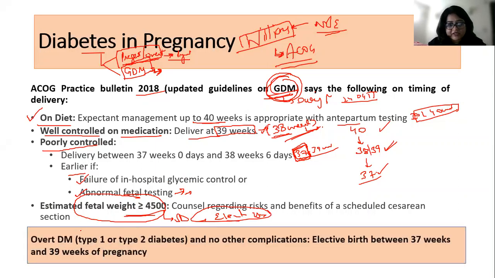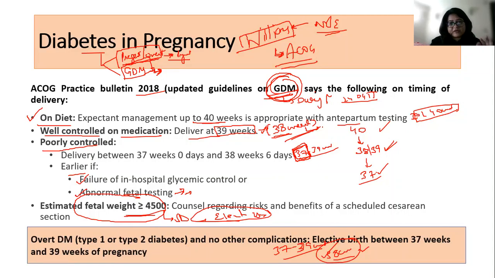Now, when it comes to overt diabetes, that means the woman is already diabetic. She may or may not be on treatment. Usually such patients will be on insulin. So she's overt, previously diabetic on insulin. Then you do an elective delivery between 37 to 39 weeks. You'll usually get 38 weeks as the correct answer in this question. So overt diabetic with no complications on insulin, mark 38 weeks. Guidelines say 37 to 39 weeks is correct, but the best option would obviously be 38 weeks. This has also come as a previous year recall.